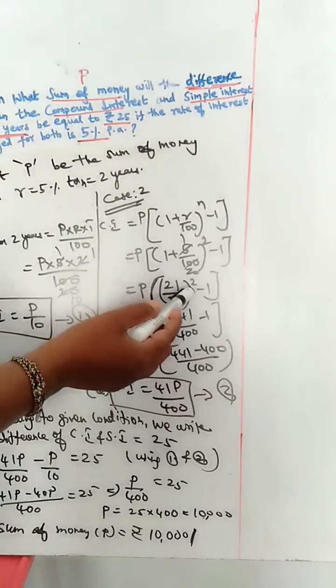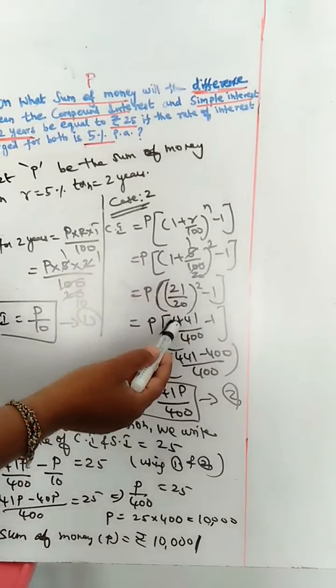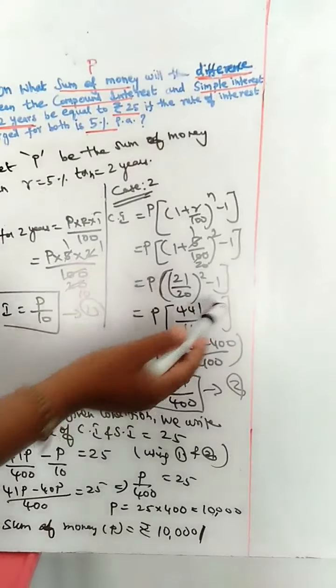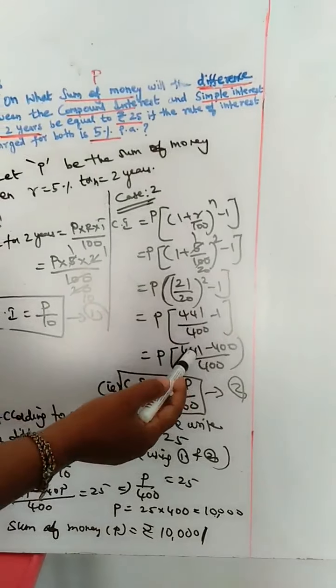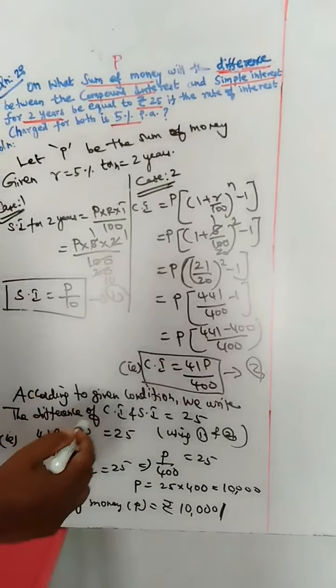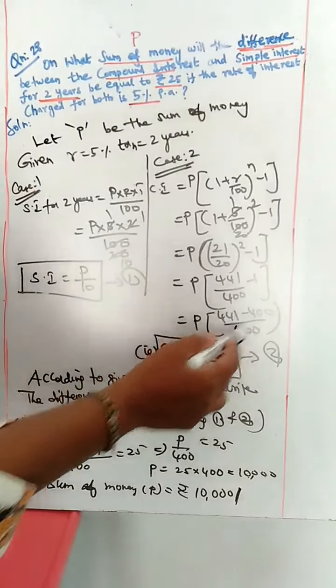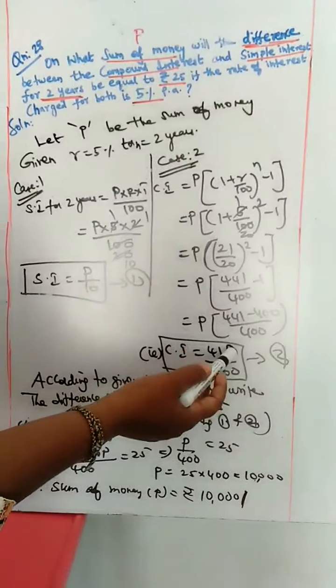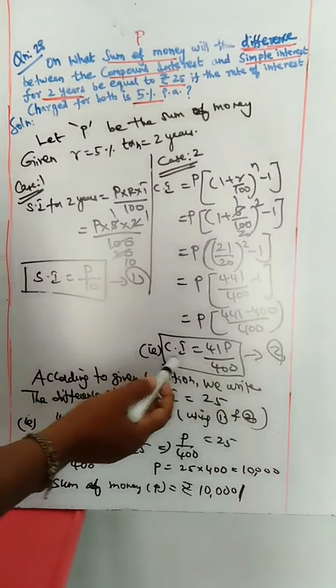Then the square of the number, what is the square of 21? We know that it is 441, and 20 square is 400, minus 1. Then take LCM, 441 minus 400 by 400, and P will be common for both. Then if we subtract 441 minus 400, we will be getting 41, and write the P here, that is 41P by 400, which is for the CA.